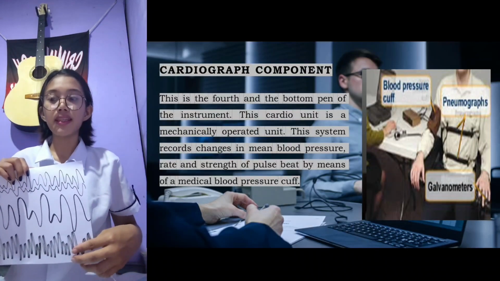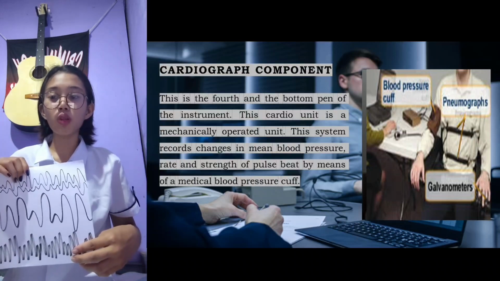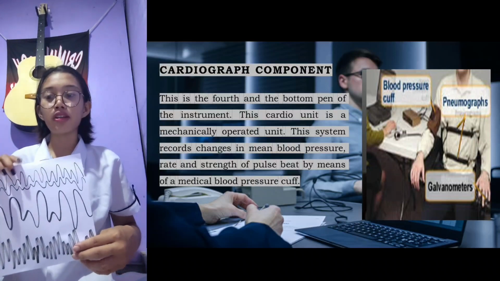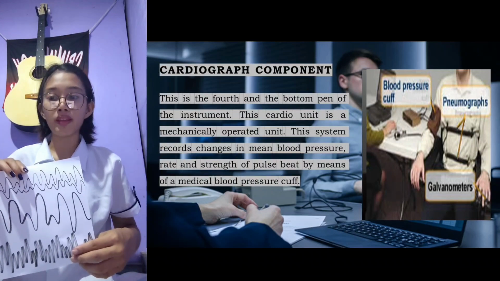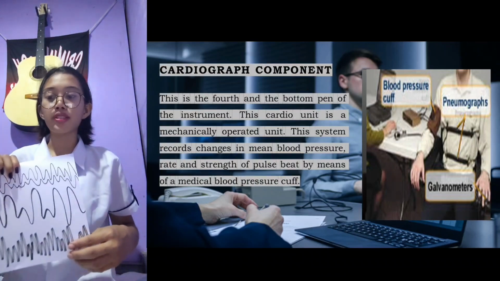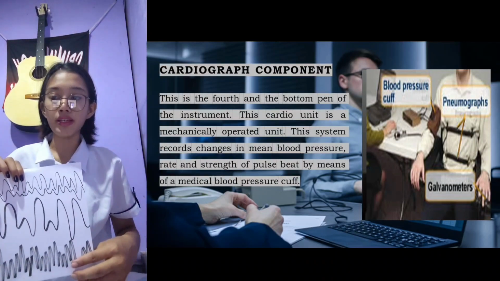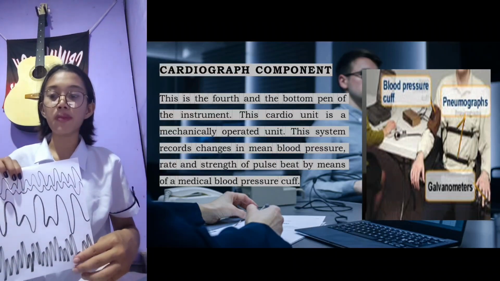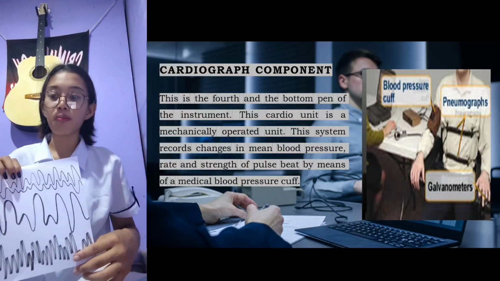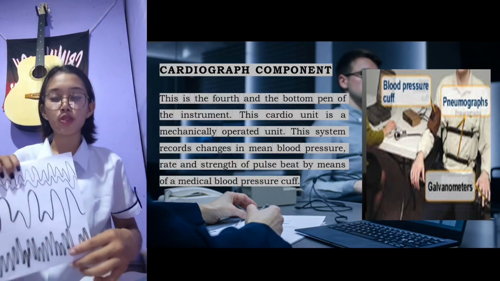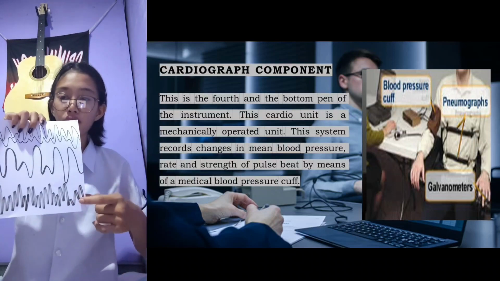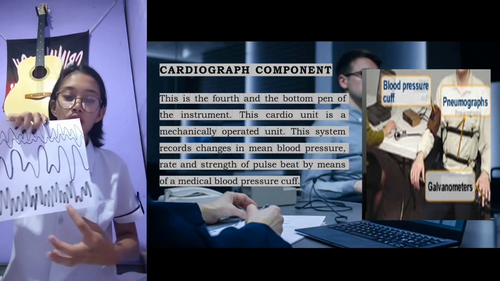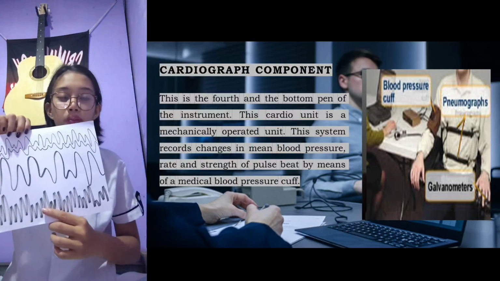Cardiograph component. This is the fourth and the bottom pen of the instrument. This cardio unit is a mechanically operated unit. This system records the changes in mean blood pressure, rate and strength of pulse by means of a medical blood pressure cuff. So, ito siya, the fourth and bottom pen of the instrument. Ito yung last and nadedetect nito is yung blood pressure.